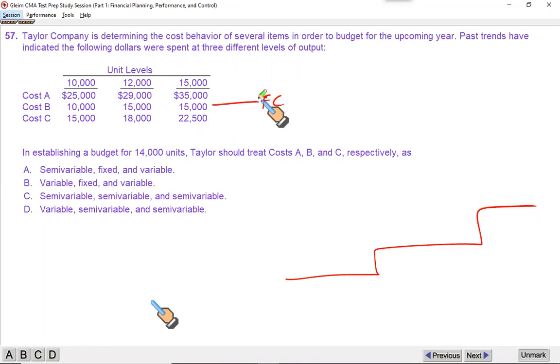Now let us see what about the other cost. 25 by 10, it gives you 2.5. 29,000 by 12.